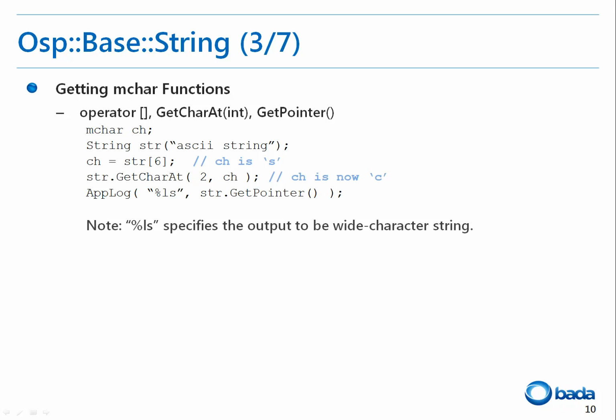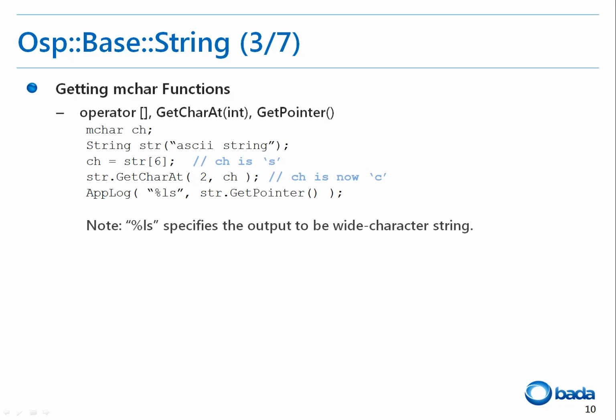As described previously, since a string is basically a Unicode character sequence, you can handle a string as an mchar type that is used to save Unicode characters. For example, I declared an mchar type variable ch and created the string using a C string made with an ASCII string. Here, I retrieved the 7th character using the bracket operator, and the character S is saved in the variable ch. You can use the getChar@at function to perform the same functionality as the bracket operator.